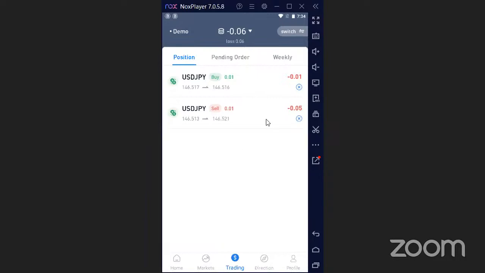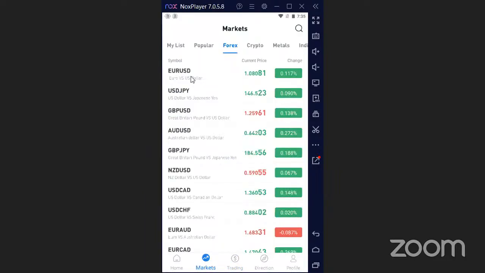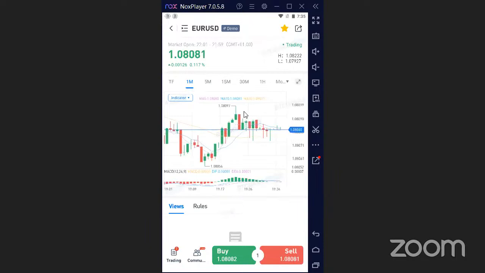That is why you always want to protect your capital. If you have $10 or $20, you want to set your stop loss and your take profit. What I mean by stop loss and take profit is, come back to the forex market right now, then click on Euro USD. Let's use Euro USD for example. You can actually use any other market, so do not think this only works on Euro USD, that's why I keep using it.